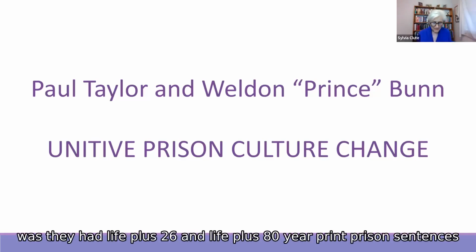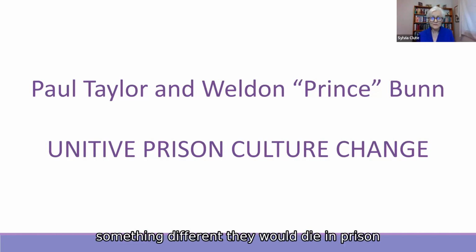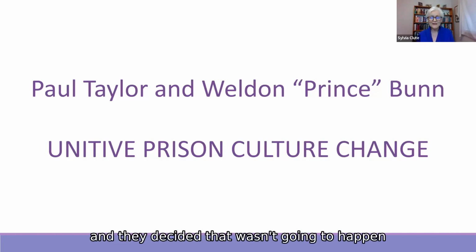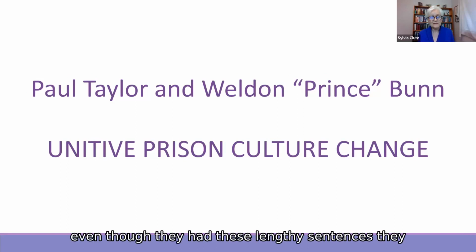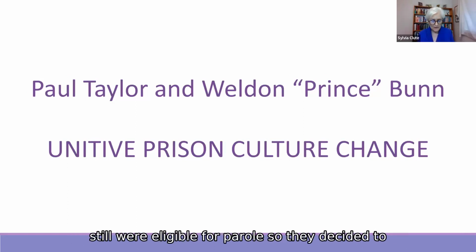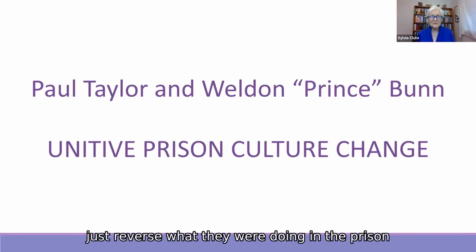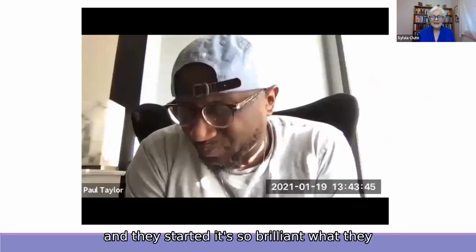But what they did know was they had life plus 26 and life plus 80-year prison sentences. And if they didn't do something different, they would die in prison. And they decided that wasn't going to happen. And it was before Virginia abolished parole. So even though they had these lengthy sentences, they still were eligible for parole. So they decided to just reverse what they were doing in the prison. And it's so brilliant what they did.